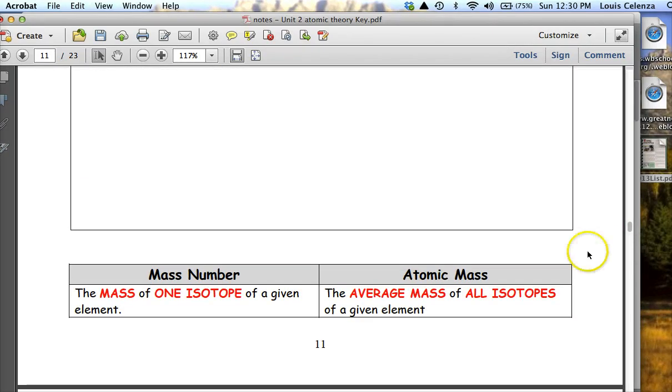And it's just showing you here the difference between the mass number and the atomic mass. The mass number is just the protons plus the neutrons. The atomic mass, when they use that phrase, that's the average atomic mass of all the isotopes. I think if you just know the mass number, you'd be fine. So that is Unit 2, Lesson 4.